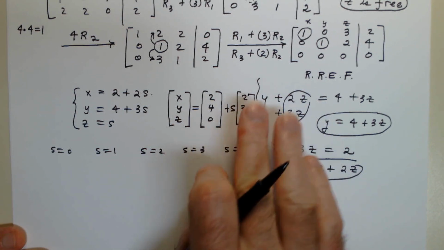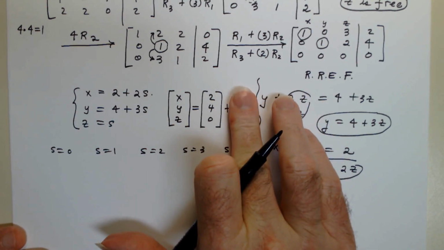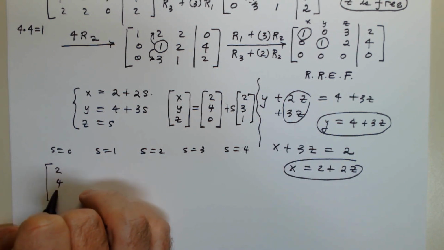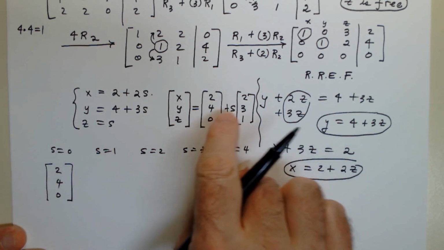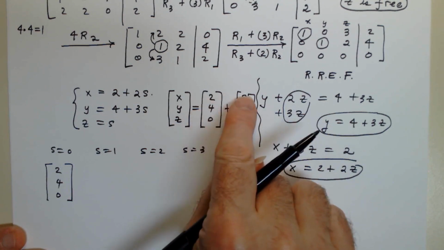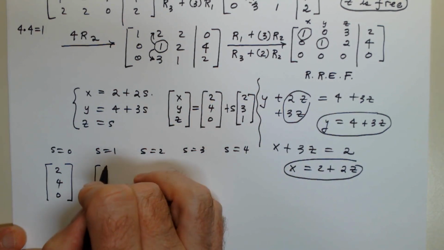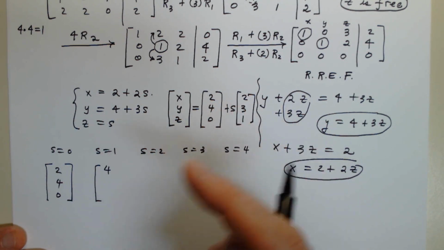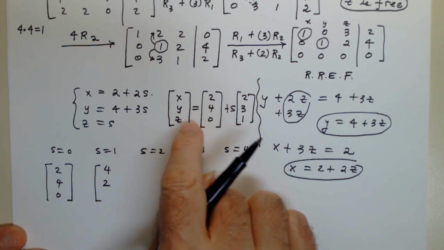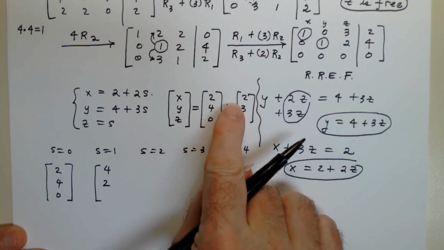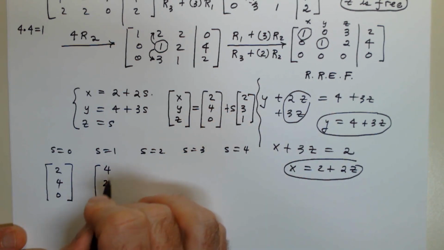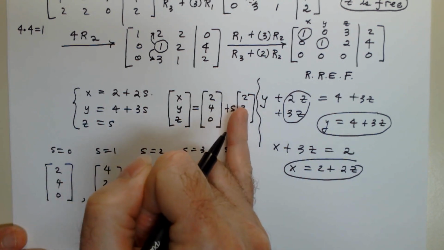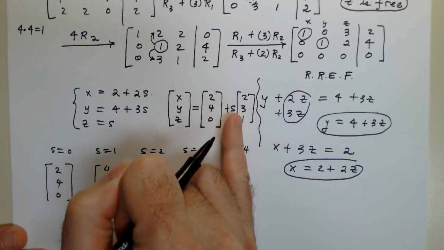So when s is equal to 0, we're going to be pulling out the solution 2, 4, 0. When s is equal to 1, we're going to have 2 plus 2, or 4. 4 plus 3, which is 7, which is equivalent to 2. And 0 plus 1, which is equivalent to 1. Okay, now you can keep going. You can plug in s equals 2, s equals 3, and s equals 4.